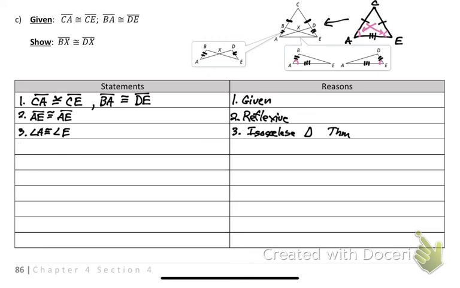So my step 4 is to say that triangle ABE is congruent to triangle EDA. And that's going to be by my side, angle, side.